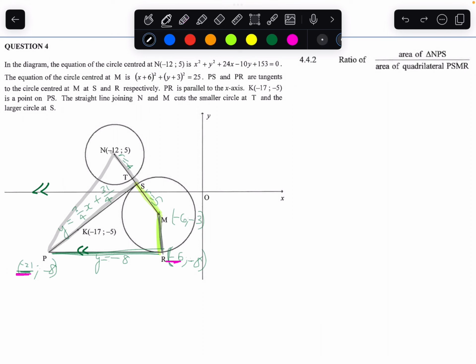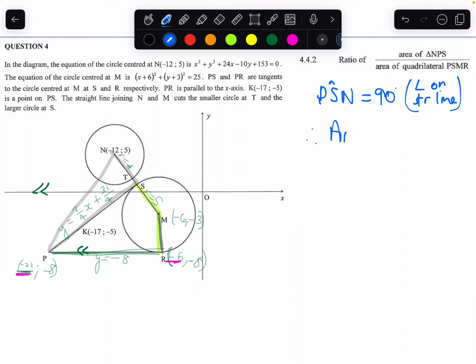So first thing we need to talk about is why angle NSP is 90 degrees. Okay, so we've already told them why this is 90, I think. So we can just then say the angle PSN is 90 degrees because angles on a straight line, right?